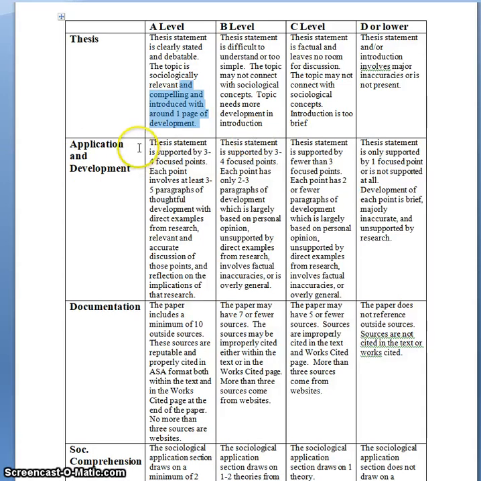All right, next section is application and development. So let's look at the A level. This is what it asks for. So first is that your thesis statement is supported by 3 to 4 focused points. What I'm looking for in these points is that they, A, connect to your thesis. I can see how they fit in that direct position statement that you're making and how they make me think more deeply about that, how they bring up compelling, important evidence about that.